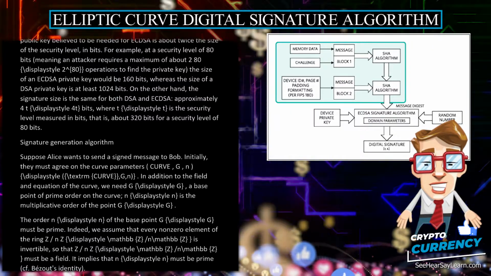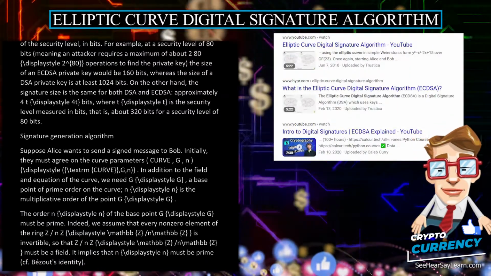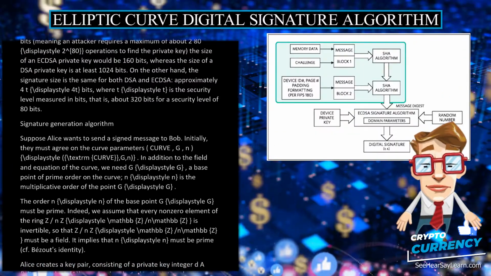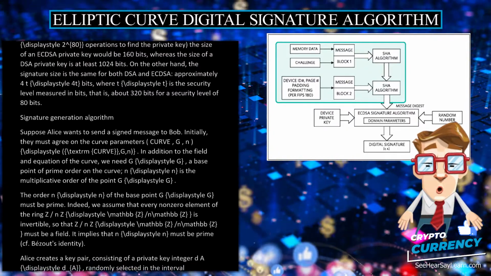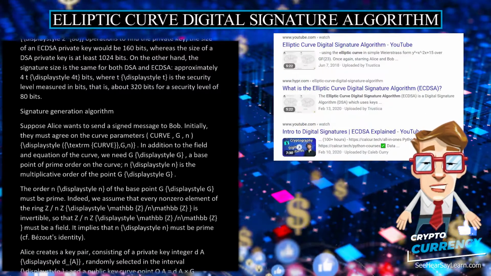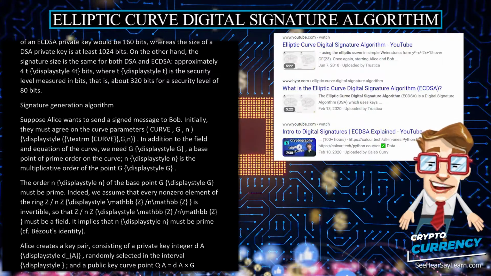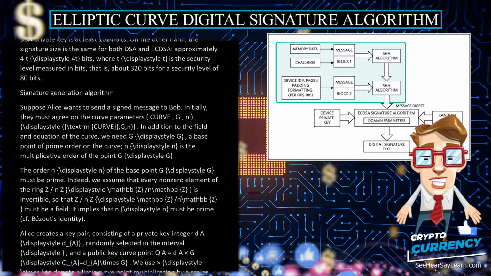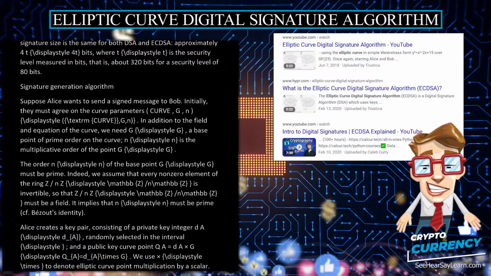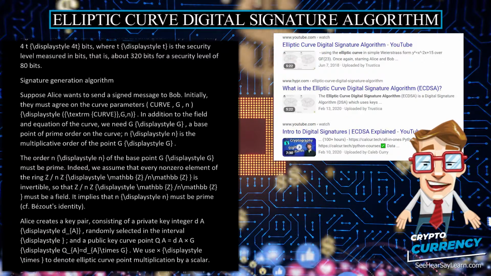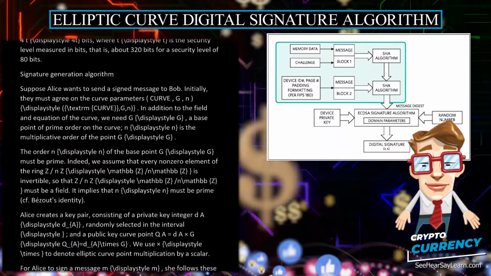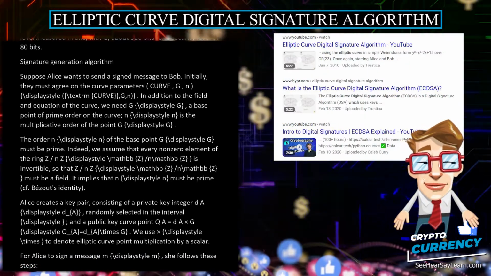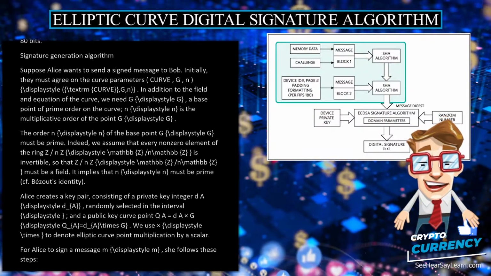Suppose Alice wants to send a signed message to Bob. Initially, they must agree on the curve parameters (curve, G, N). In addition to the field and equation of the curve, we need G, a base point of prime order on the curve. N is the multiplicative order of the point G. The order N of the base point G must be prime.